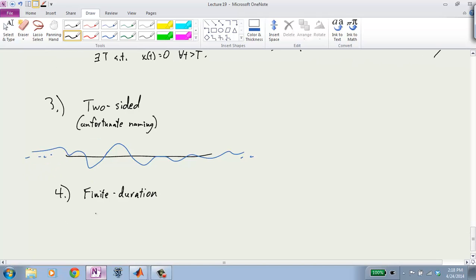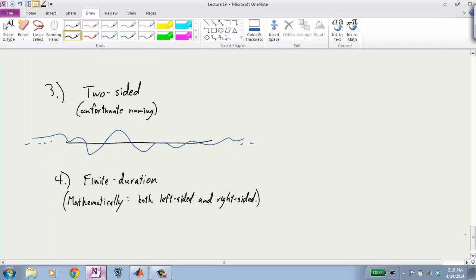Okay, and we already talked about finite duration. Mathematically, this is both left-sided and right-sided. Okay, and it's what you expect. It's like rect. Okay.